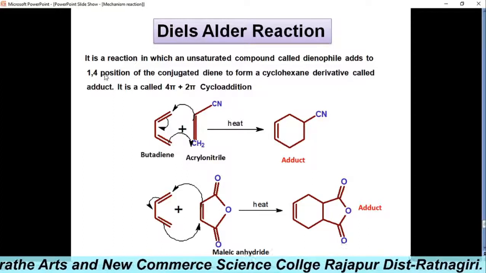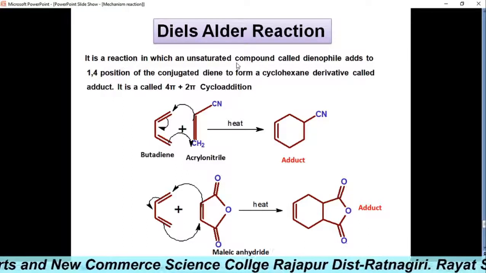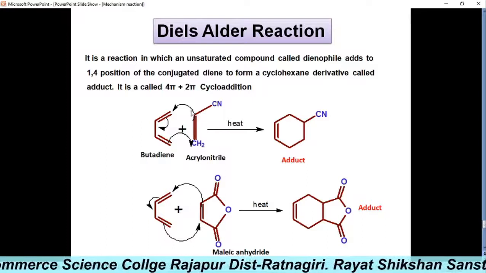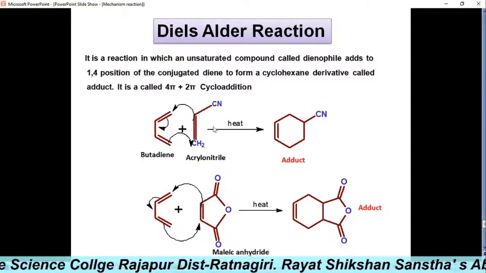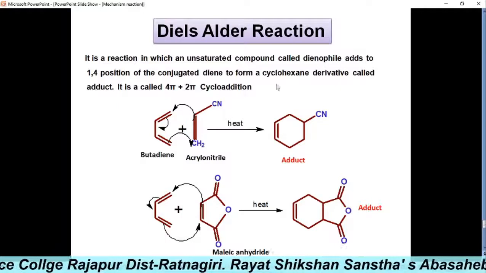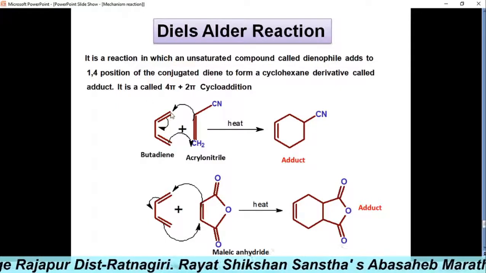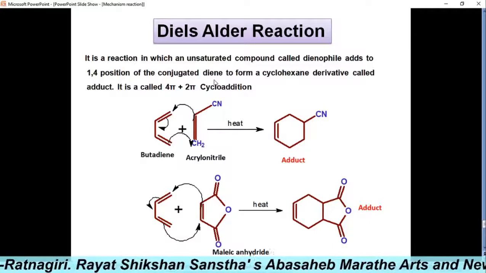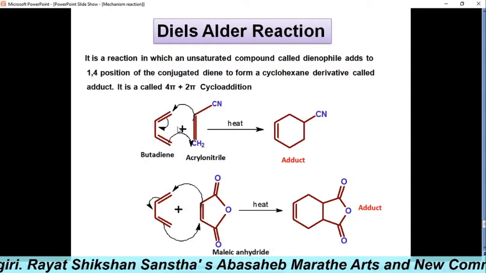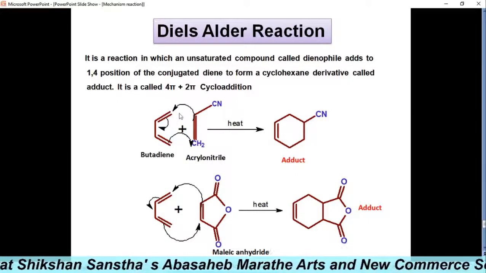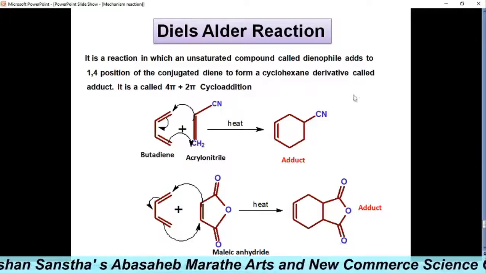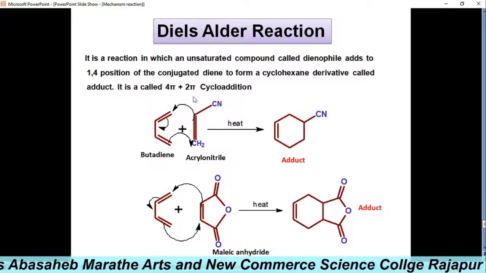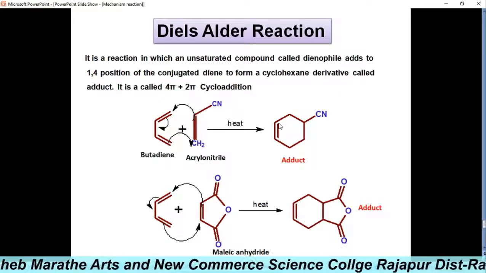What is meant by the Diels-Alder reaction? It is a reaction in which an unsaturated compound called a dienophile, this is a dienophile, adds to the 1,4 positions. This is the 1 position and the 4 position. So the 1,4 positions of the conjugated diene, this is a diene, named butadiene, to form cyclohexane derivatives called an adduct. It is called a 4 pi plus 2 pi cycloaddition reaction.